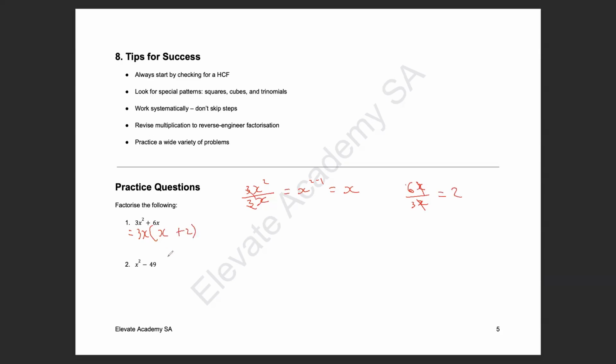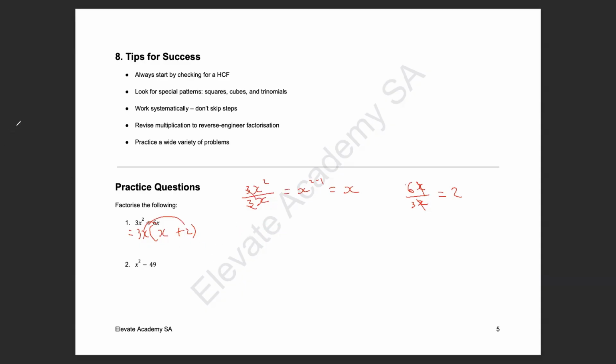And if you want to just check if your answer is correct, you could just reverse that by multiplying into these brackets. And we'll see we'll have 3x squared plus 6x, which is perfect. And again, that's just to check. So that's our answer.